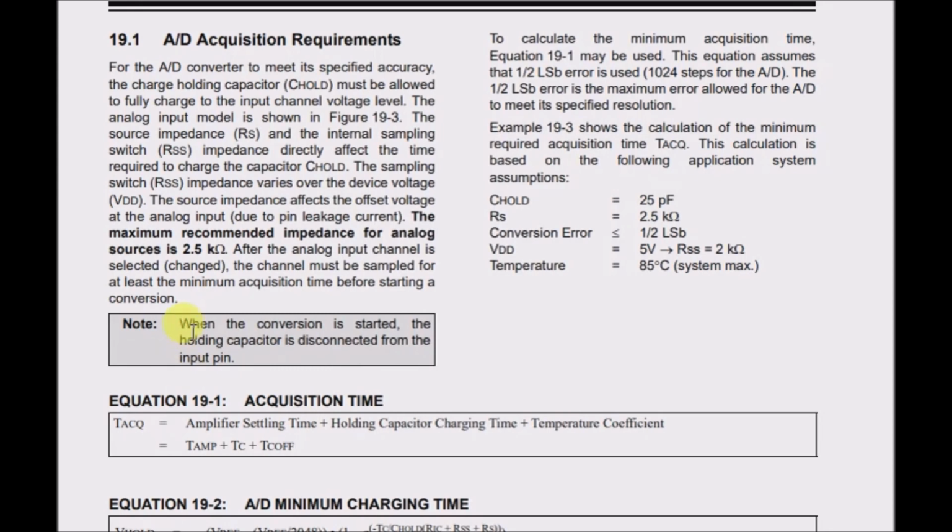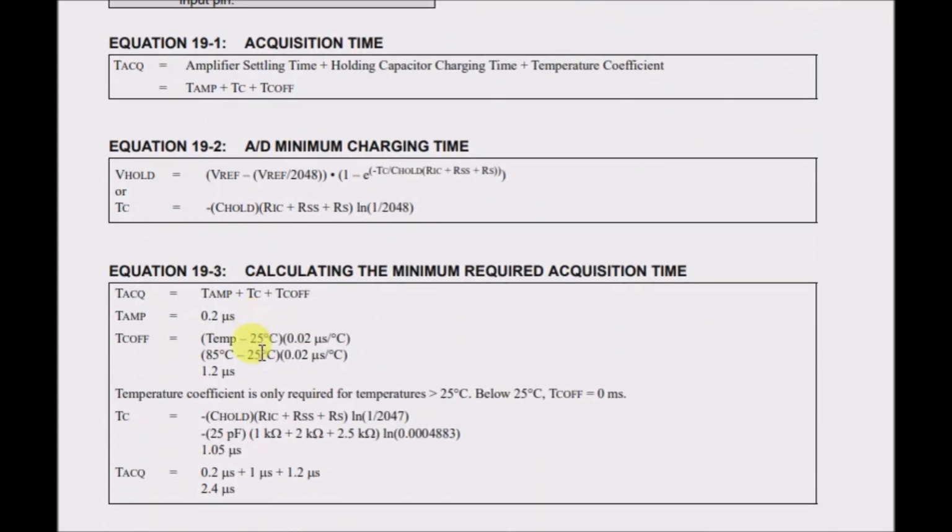I think I read this, but I'll read it again. Note: when the conversion is started, the holding capacitor is disconnected from the input pin. Equation 19.1. Acquisition time, TACQ, equals amplifier settling time plus holding capacitor charging time plus temperature coefficient: TAMP plus TC plus TCOFF.